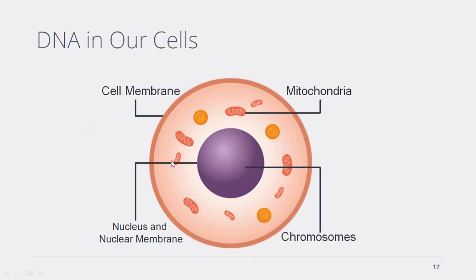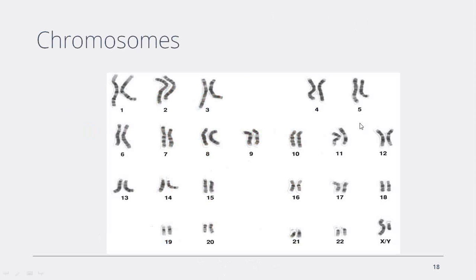Now, outside of the nucleus, floating around in our cells, we have a bunch of other things, and one of them is called mitochondria. The mitochondria are basically the energy powerhouses of our cells. They're what give our cells energy, but they also have DNA. And those mitochondria are passed down from mother to child. So we have the mitochondria, and then we have the chromosomes, and that's what we look at for DNA testing.